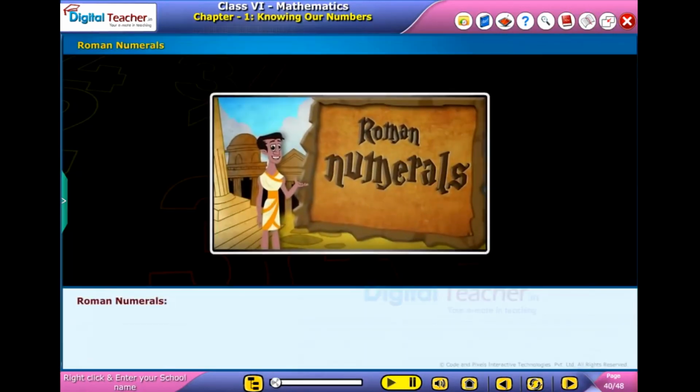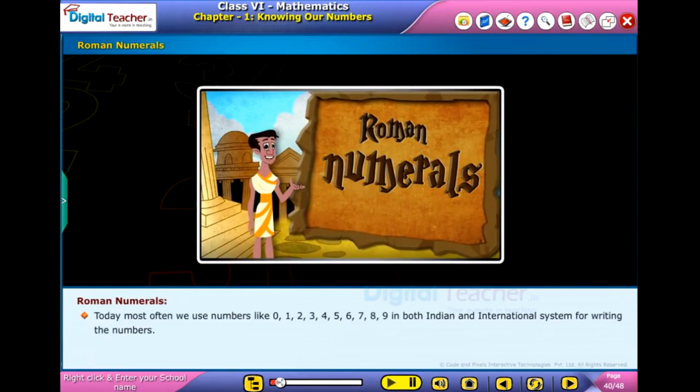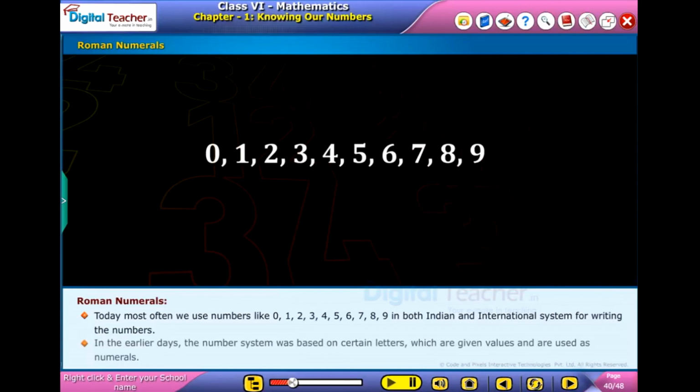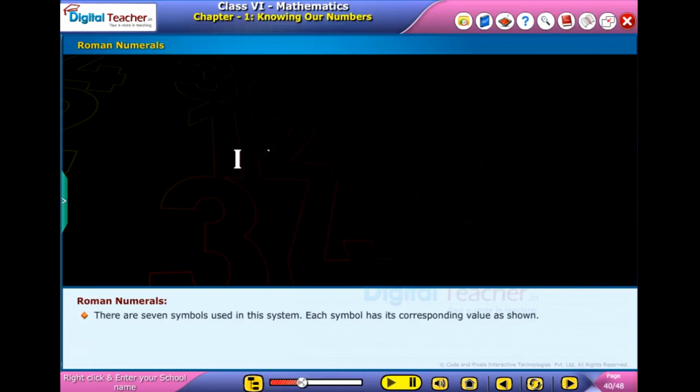Let us see how the numbers are represented in the Roman system. Today, most often we use numbers like 0, 1, 2, 3, 4, 5, 6, 7, 8, 9 in both Indian and international system for writing the numbers. In the earlier days, the number system was based on certain letters which are given values and are used as numerals. There are 7 symbols used in this system. Each symbol has its corresponding value as shown.